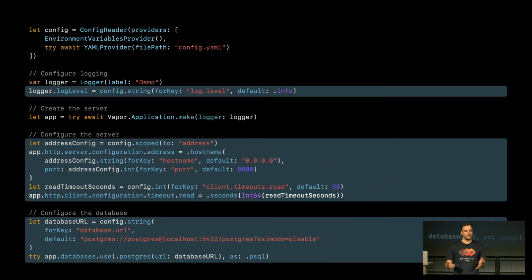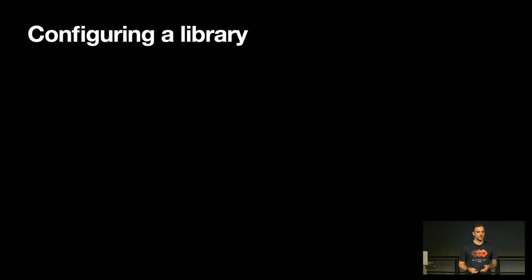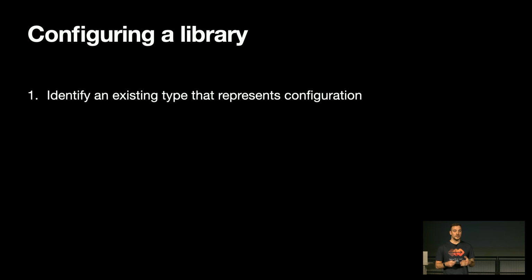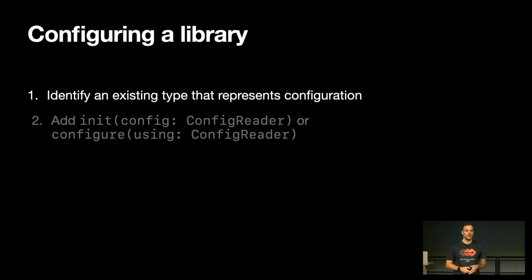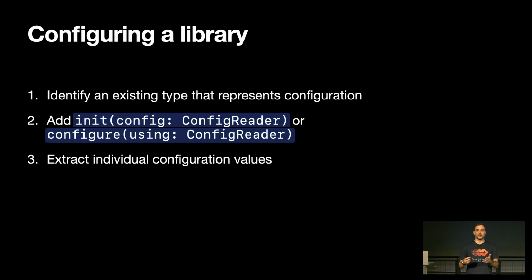So this is where Swift configuration helps us again. Because of the separation of configuration reading from the provider, we can use the config reader in our libraries as well. Here's a simple pattern you can use. First, identify an existing type in your library that already represents your configuration. Add a convenience method on it that takes a config reader as a parameter, and use that to extract the individual values.